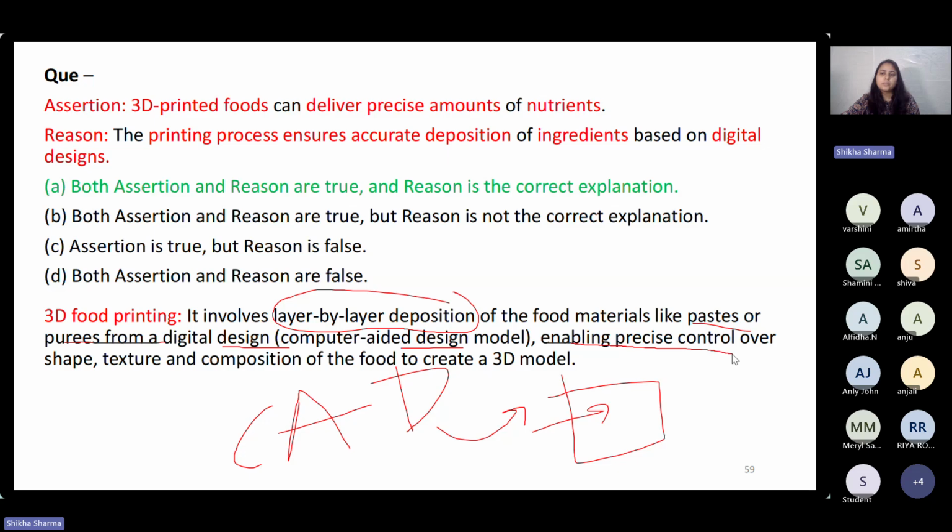So it enables precise control over the shape, texture, and composition of the food product to create a 3D model. The 3D printer basically deposits layer by layer and makes the food product based on the model which we provide. So both the assertion and the reason are correct here, and the reason is also the correct explanation of the assertion. So we can deliver the precise amount of nutrients based on the model we are making.